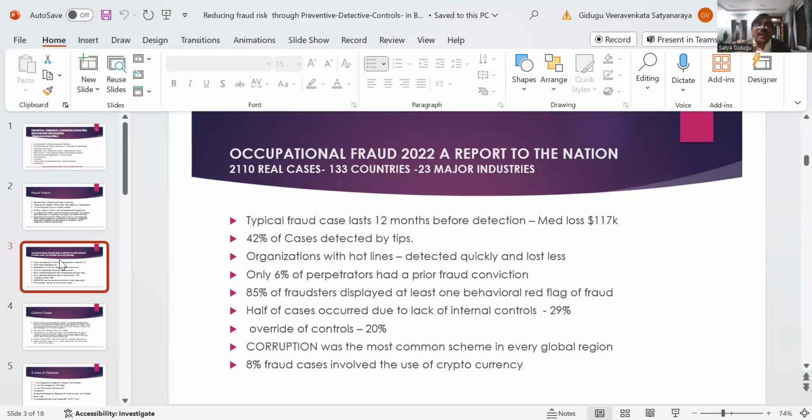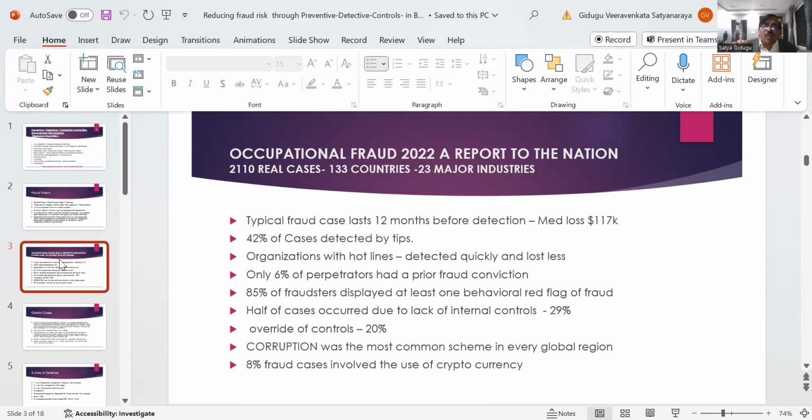85% of fraudsters displayed at least one behavior-led flag of fraud. Means living beyond means and the other flags we have told, 85% showed these red flags. And half of the cases occurred due to lack of internal controls. Override of the controls, 25%.